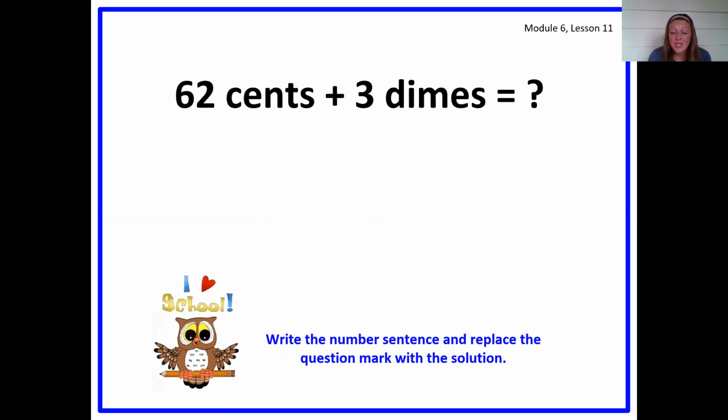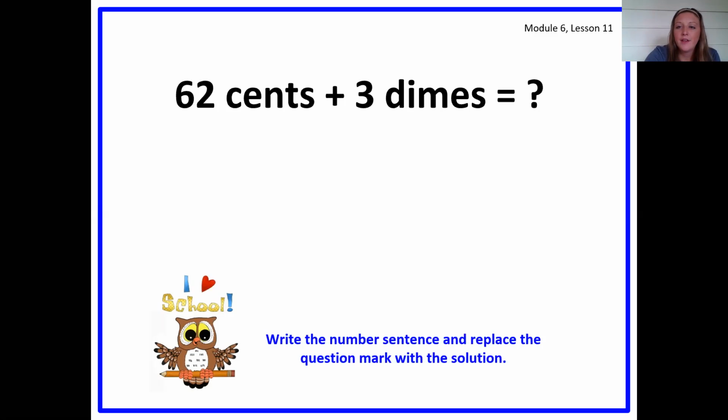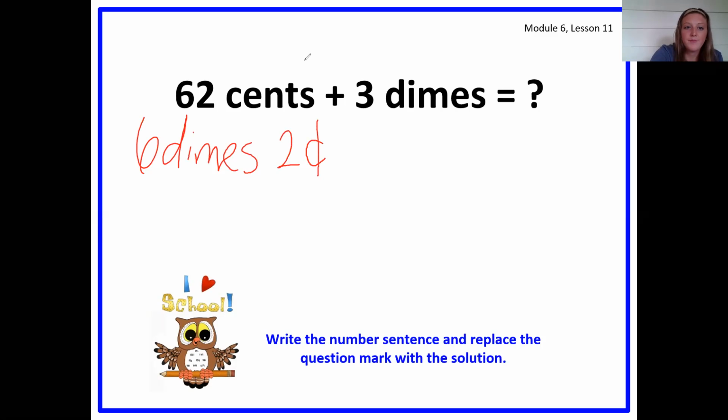If I add the word cents and dimes to this, it shouldn't make a big difference because we know what cents are. Cents are worth 1 and dimes are worth 10. So if I have 62 cents plus 3 dimes, well, I want to break this apart into what I know. I would have 6 dimes, right? And 2 cents. I'll do the cent symbol.